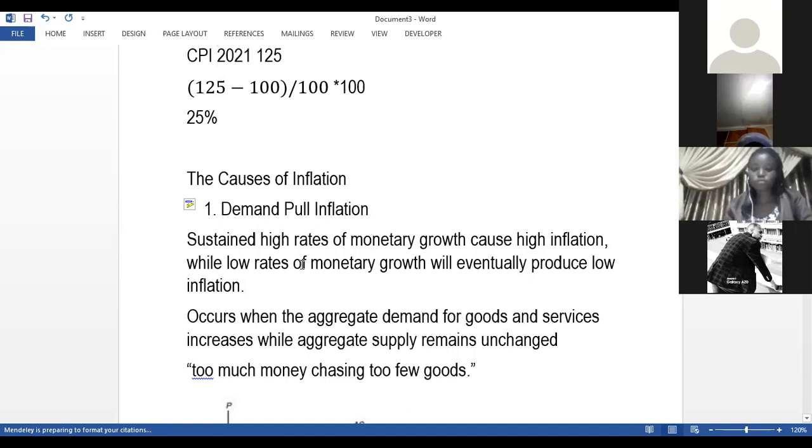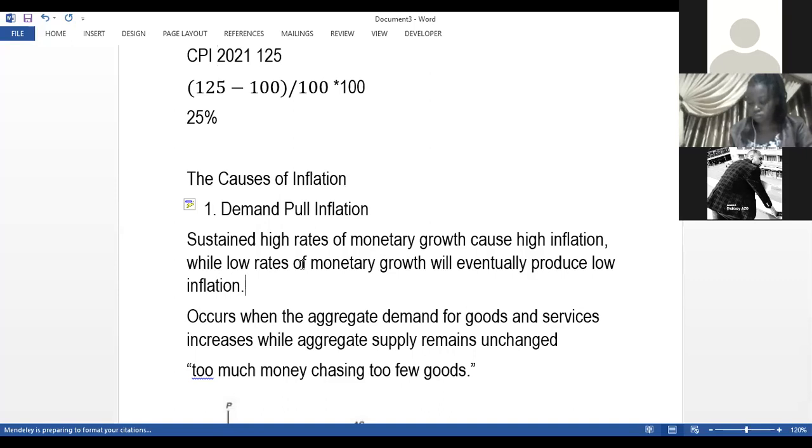All right, so I'm going to start talking about demand pull inflation. Demand pull inflation is defined as that type of inflation that occurs as a result of a sustained increase in the demand of goods and services within an economy, while there is no increase in the aggregate supply within that economy. So this type of inflation occurs when there is a surge in the demand side of the economy as compared to the supply side of an economy.